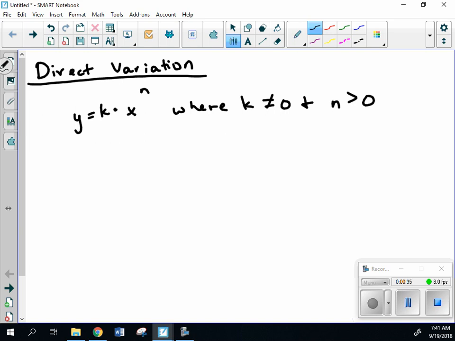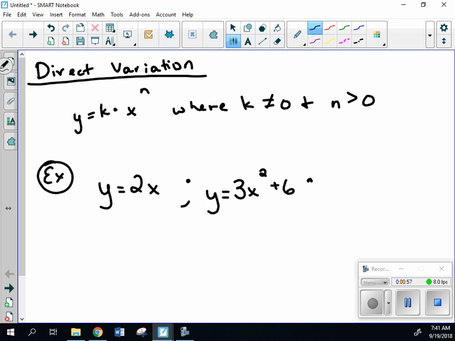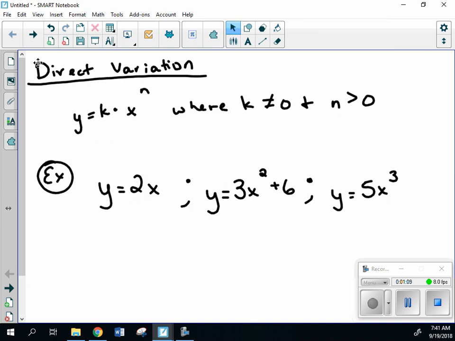Now, when we're looking at this direct variation equation, notice there is nothing added or subtracted off of that x spot. So, for instance, if we were to look at y equals 2x, or if we had y equals 3x squared plus 6, or y equals 5x cubed. Now, one of these does not belong. And I say that because it is not actually a direct variation.